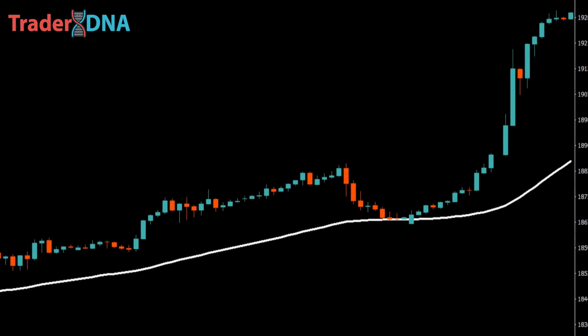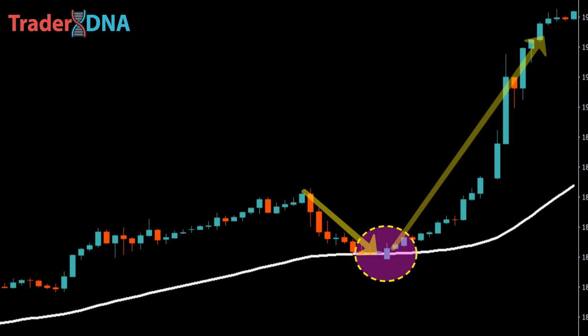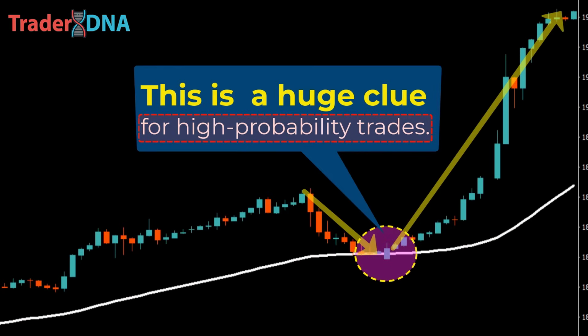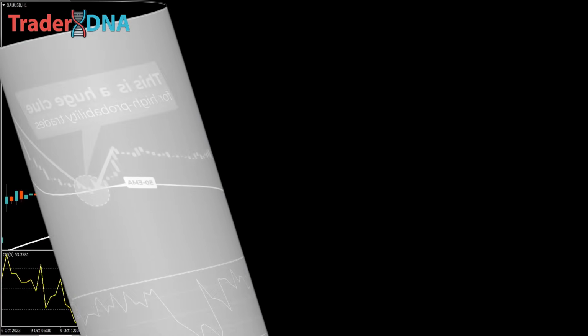Sometimes, instead of breaking through the 50-period EMA, price bounces off it. And when that happens, it's a clear sign of a powerful trend because the market is actively rejecting a reversal. This is the exact opposite of a weakening trend and a huge clue for high probability trades. And this is where we strike. In this strategy, we wait for price to bounce off the 50-period EMA and look for a valid CCI entry signal at that moment. This creates a powerful confluence, making it one of the most profitable entry spots in trading. Every trader should know this because this is where massive opportunities are hidden.